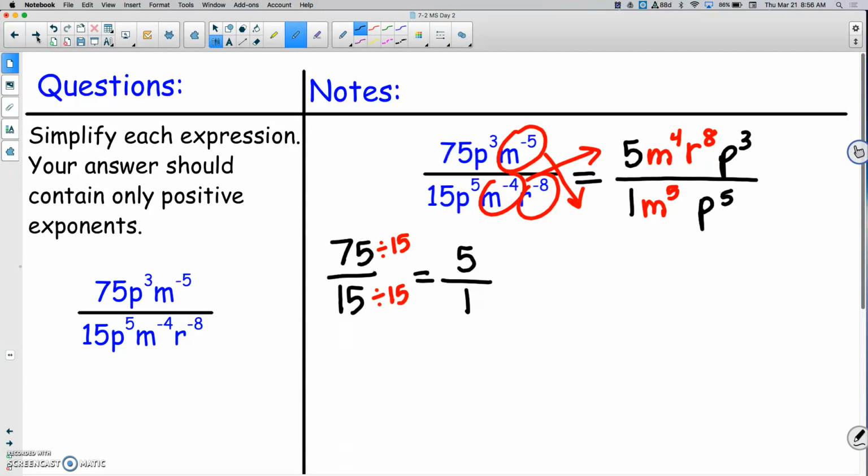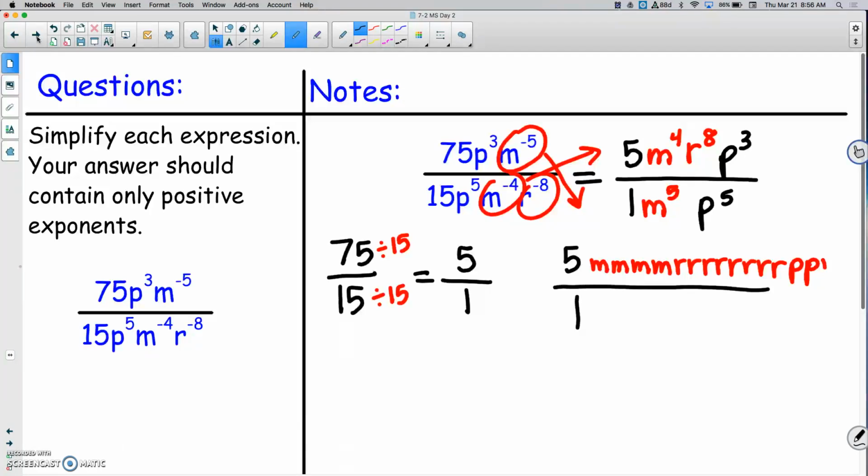Okay, now look at it in expanded form. M to the 4th, R to the 8th, P to the 3rd, M to the 5th, P to the 5th.